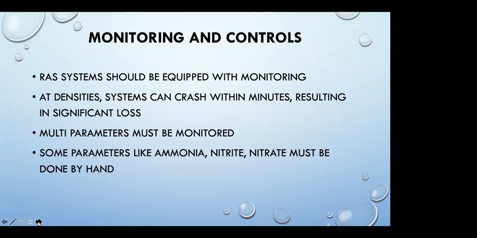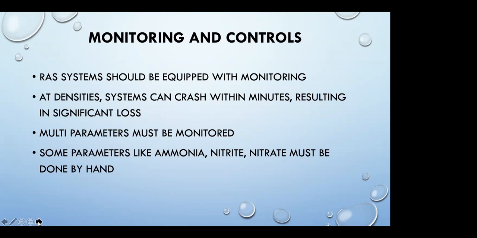Monitoring and control: RAS systems should definitely be equipped with some type of monitoring. At high density, a system can crash within minutes, so you definitely want to have some type of monitoring. And any of you who've been a farm manager know those system crashes are a problem. It always seems to be 2 to 4 a.m. and on the weekends and holidays. So have a monitoring and control system, but have a reliable one. There's nothing more annoying as a farm manager than getting alarms all the time that are false alarms, and then when the real problem comes, you're not ready for it.